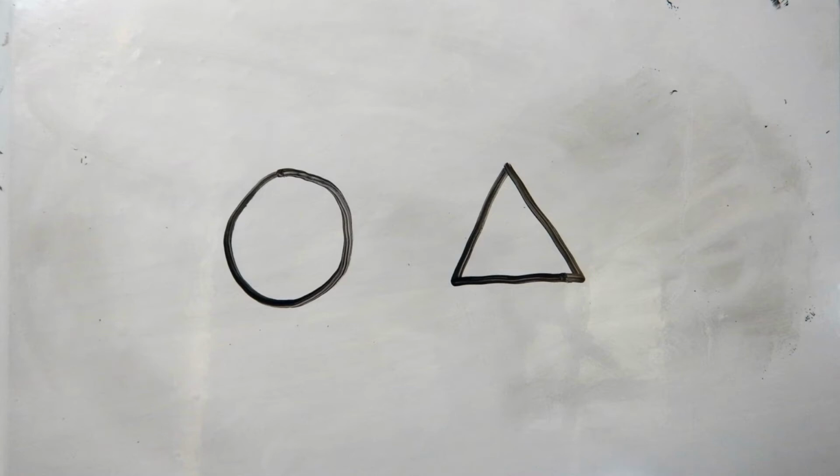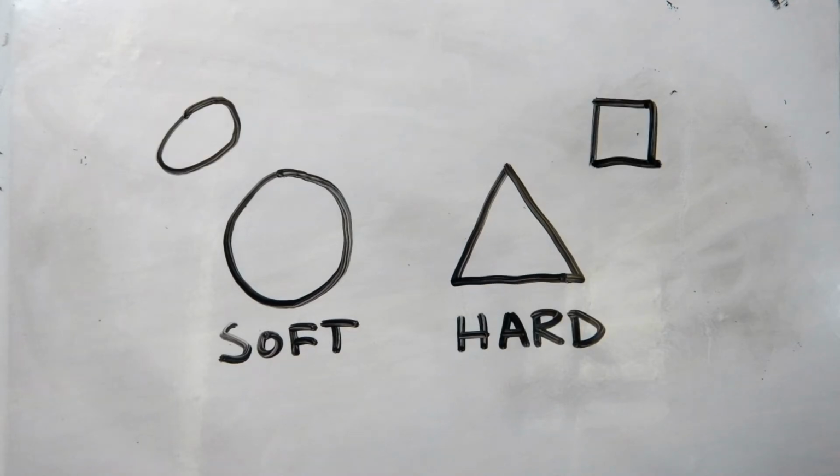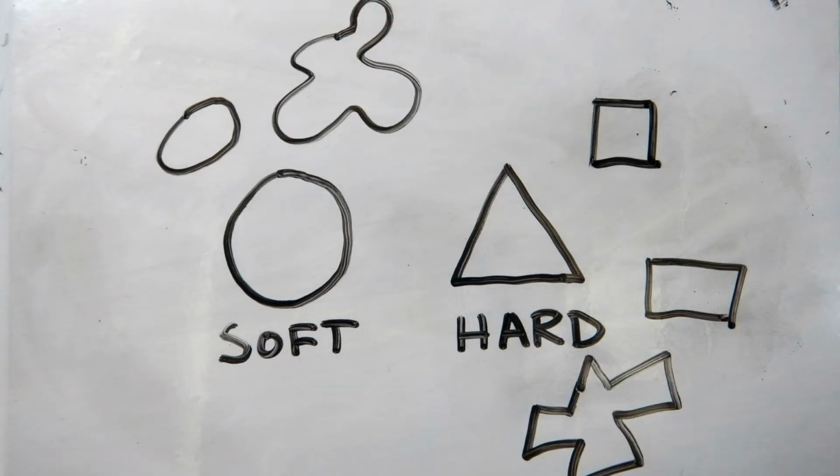If a shape has no hard edges, we call that soft. And if it looks like it has spiky points or hard edges, we call that a hard shape. So any shape that has curves in it and no angles, that's going to be a soft shape. And any shape that has hard angles or corners is going to be a hard shape.